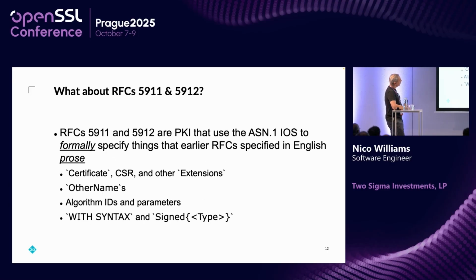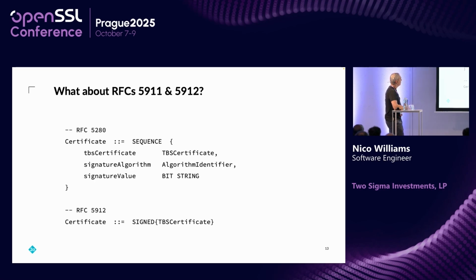But then there's this more modern ASN.1, right? So I showed you X.680, but there's a bunch of other X.681, X.682, and X.683. And these allow you to formally specify a bunch of things that otherwise you'd have to write down in English. And so that's all the things like certificate and CSR extensions and other things like that. Subject alternative other names. Well, this WITH SYNTAX thing I'm going to show you in a minute.